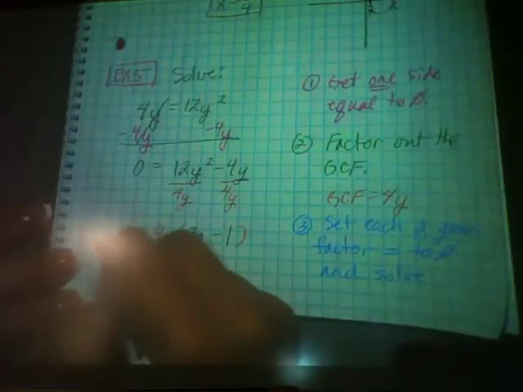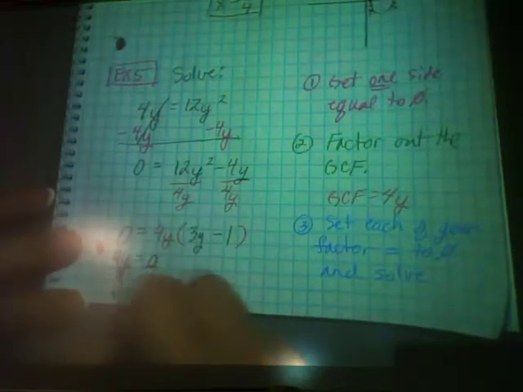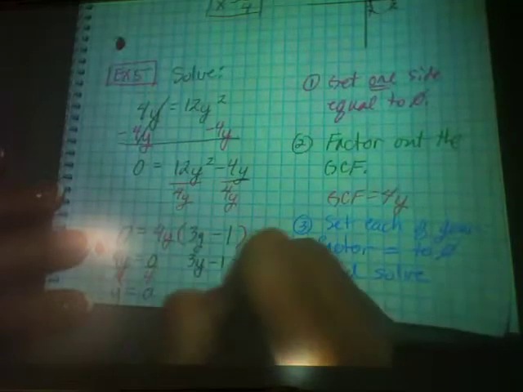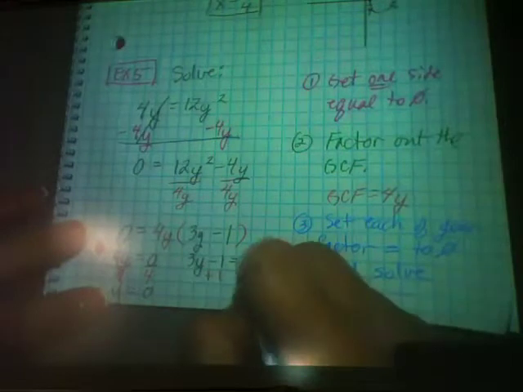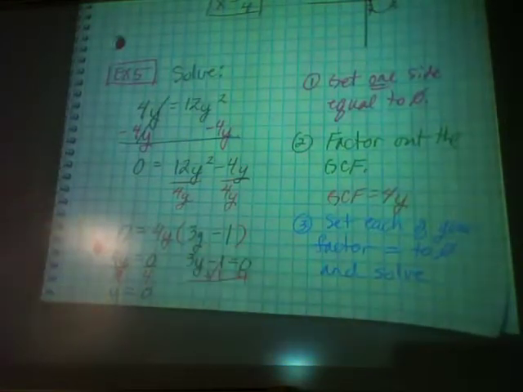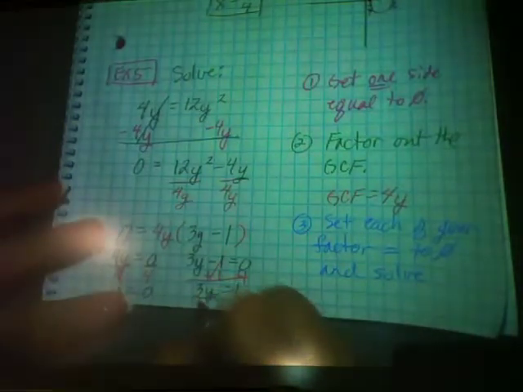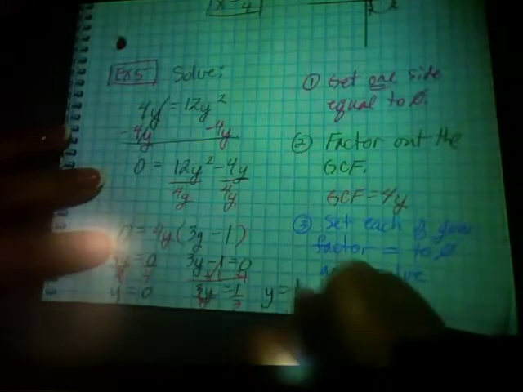Divide by 4 to both sides. What's 0 divided by 4? It's 0. And then set the 3y minus 1 equal to 0 and solve that. So you're going to get a lot of fraction answers. It's highly possible. I get 3y is equal to 1 and divide by 3. So doesn't y equal 1/3 here?